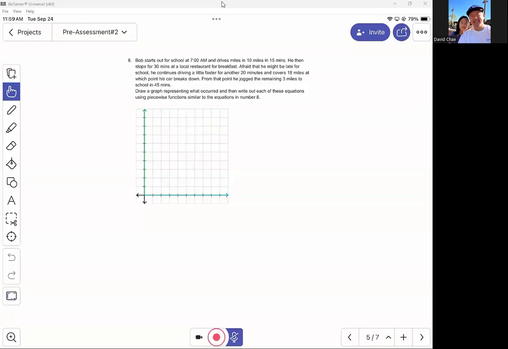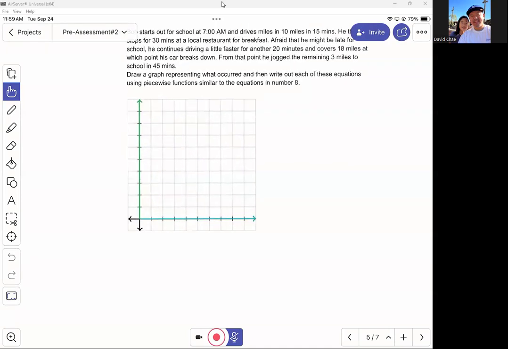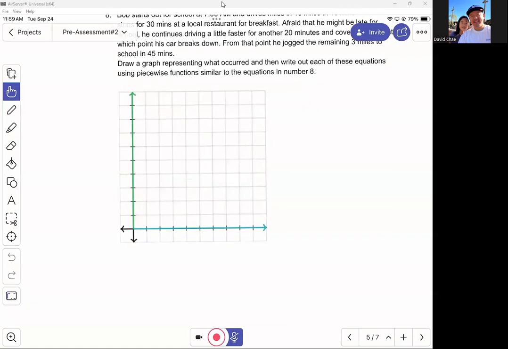Okay, so now what I'm going to do is, by the way, with graphing, you guys could use graph paper. I'll give you guys graph paper if you need it. All right. You kind of have to think about the intervals for this.